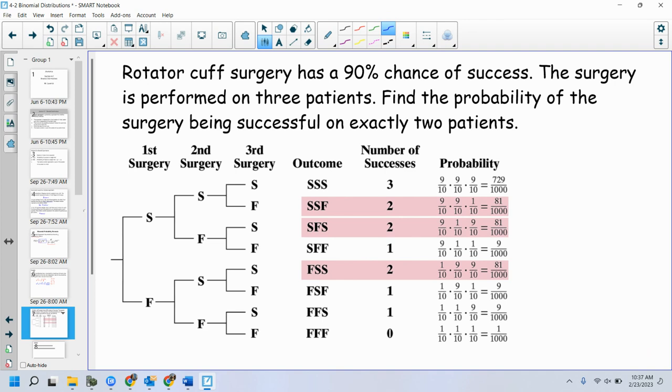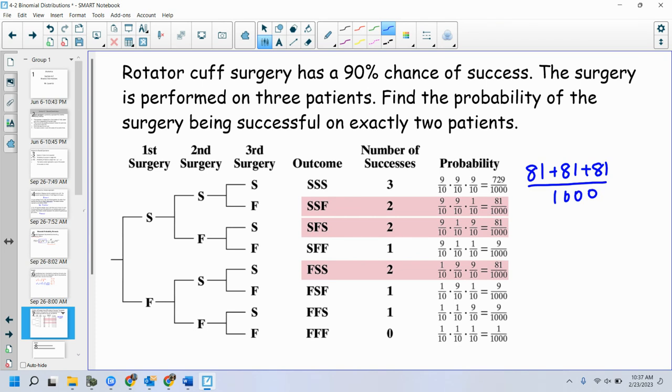So find the probability of the surgery being successful on exactly 2 patients. Okay, so this first option is not what we want. This second option and the third option is what we want. And then this option here is what we want, right? So the probability of getting exactly 2 successes is this or this or this. When I say or, what operation should you use? Addition. So it's 81 plus 81 plus 81 all over 1,000, right?